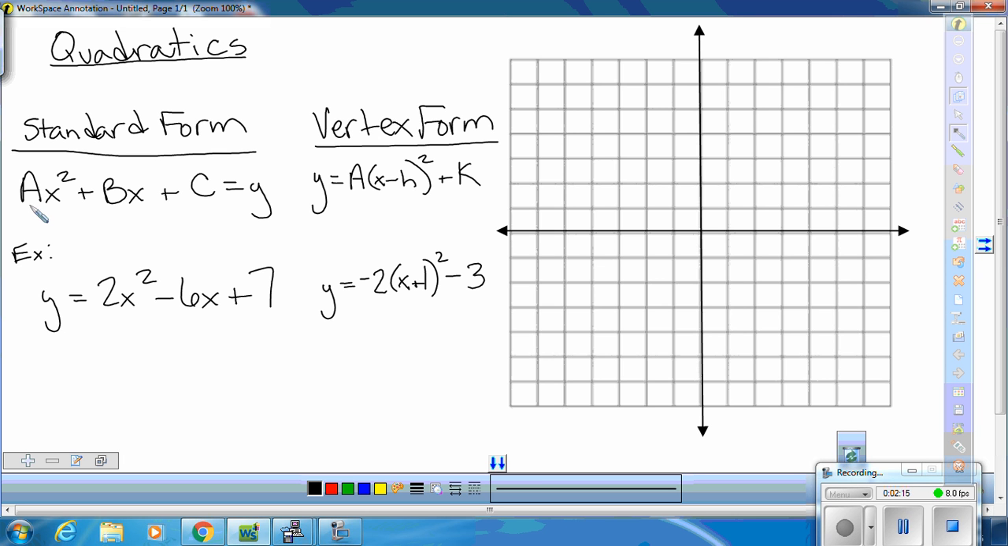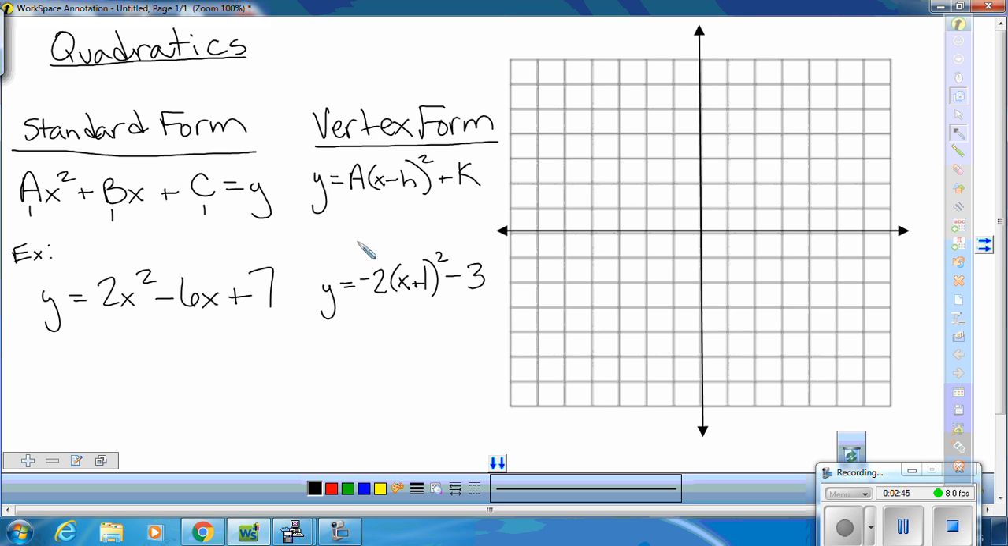It's very important to realize that we refer to A, B, and C as very specific things in the standard form. C is always the constant. B is always the coefficient in front of the x, the term that's to the first power. And A is always the leading coefficient, the coefficient in front of the squared power when we're in standard form. A, B, and C, it does matter which one is A, which one is B, and which one is C. So you want to make sure that you keep those in order.